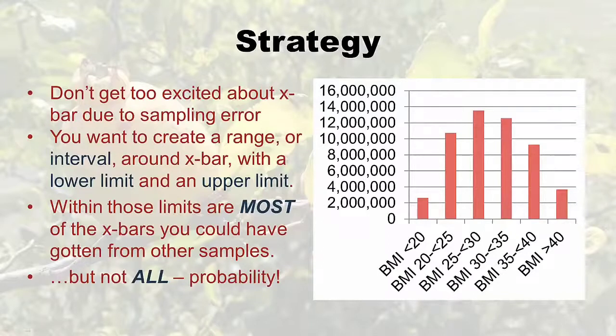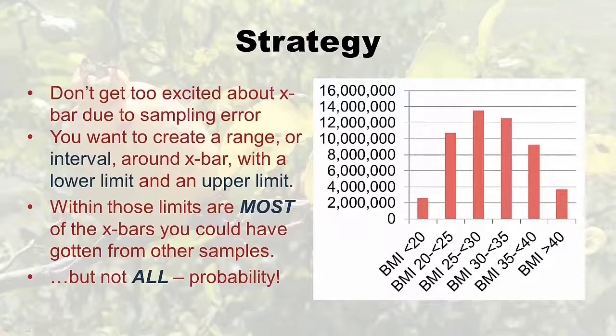What we just say is, okay, X bar is there, but we want to create a range or an interval around X bar with a lower limit and an upper limit, and then just say, okay, fine, we know X bar isn't right, but within this range, most of the X bars I could have gotten, like if I'd gotten other samples, most of their X bars would have fallen between this lower limit and this upper limit in this interval. But you can't actually say all.